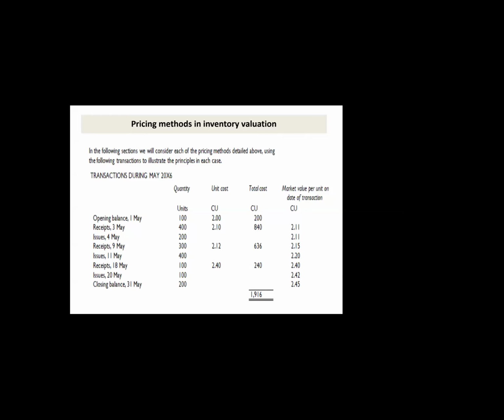How much? 100 units at the rate of taka 2. Then 100 units at taka 2.10. Excellent. This is the answer. And at the end of May 4, we have closing inventory. How much, and at what price? 300 units at the rate of 2.10. Excellent.